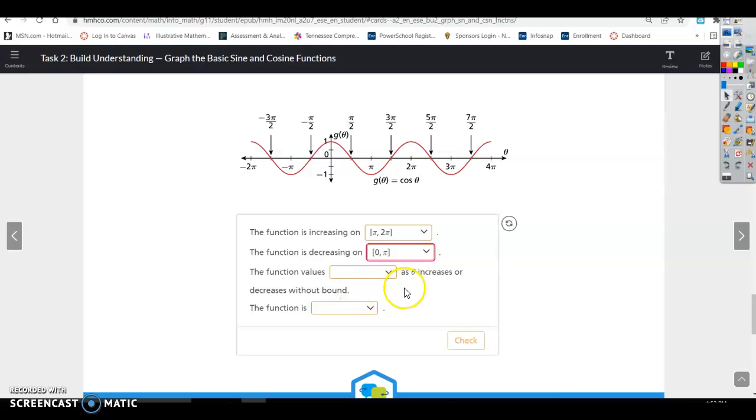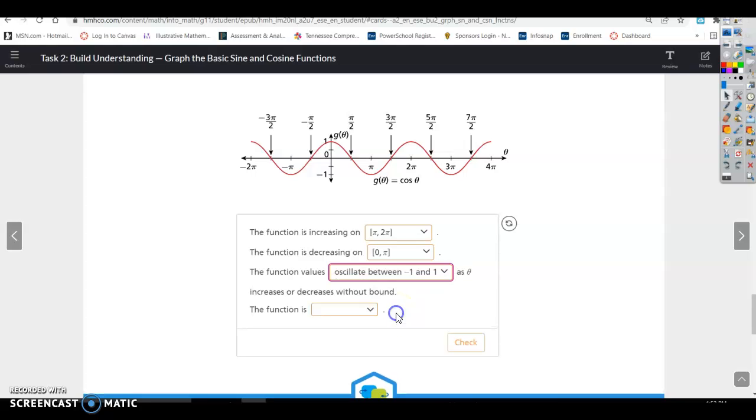And the function values as theta increases or decreases without bound. So again, they're going to isolate between -1 and 1. All right, so it's talking about the end behavior. So it's not really going off in any direction forever. It's just going to isolate between -1 and 1.